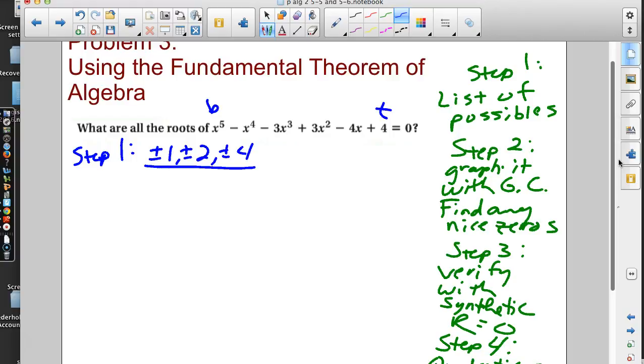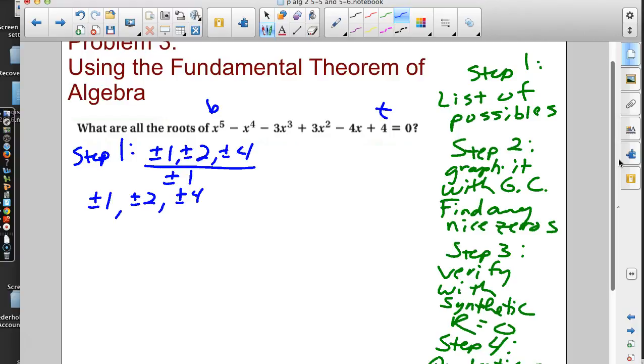Now we go to the front. What number is in front of this thing? Even though it's not there. 1. Well, this is going to be a nice little short list, like that. Because 1 divided by 1 is 1, 2 divided by 1 is 2, and 4 divided by 1 is 4. Those are possible zeros. They're not all going to work, they aren't. But it's a possible list, a starting place.